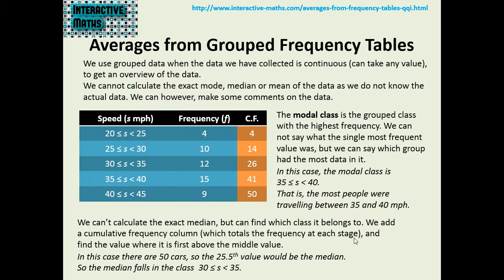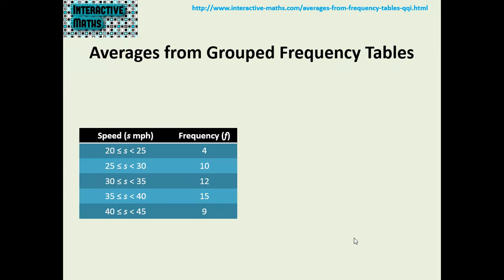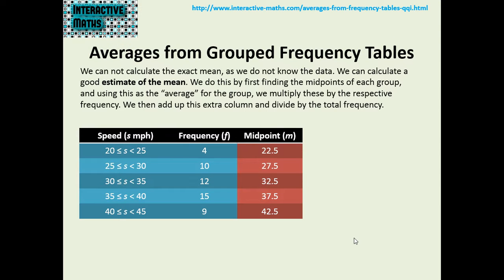So you look at your cumulative frequency, it goes 4, 16, then 26. So 25.5, the median would have to be in the third class, which is 30 to 35. Does that make sense? So the median falls between 30 to 35. All right. What about the mean now?